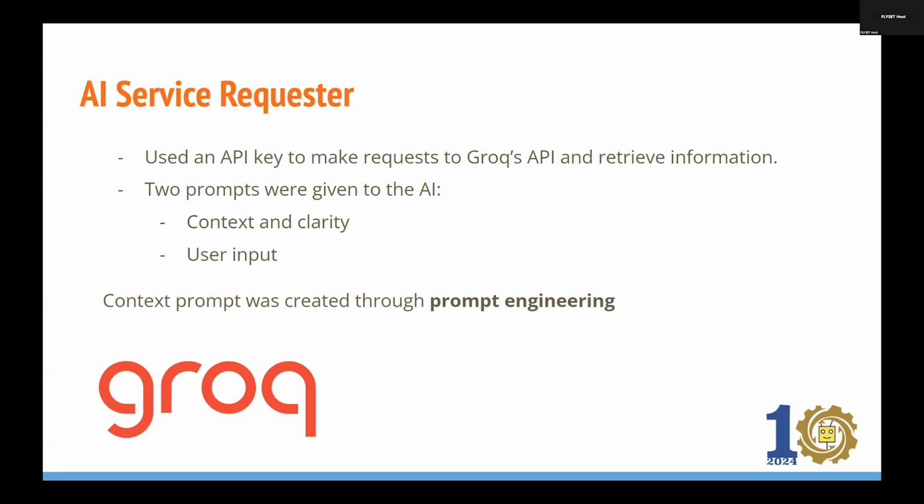Next part is the AI service requester. I use an API key to make requests to Grok's API to retrieve information. Two main prompts were given to this AI. The first was a context and clarity prompt, and the second is user input. The context and clarity prompt is where I tell the AI what I want it to do and give it brief background information so it can return more accurate results. The user input is the XML file that I took from the robot's configuration. And the context prompt was generated through a process called prompt engineering.